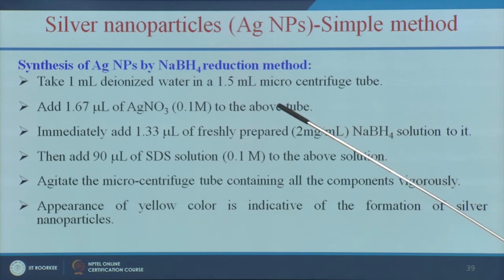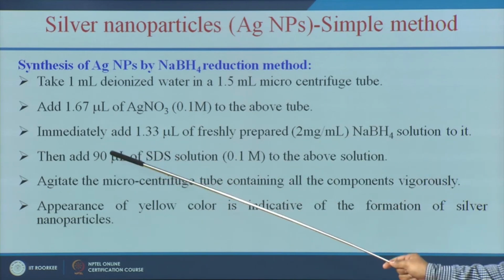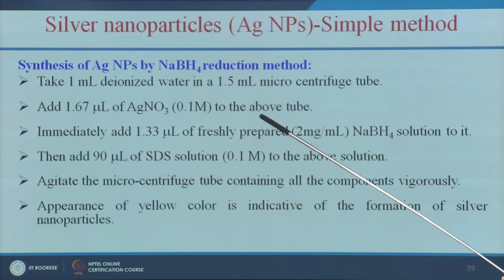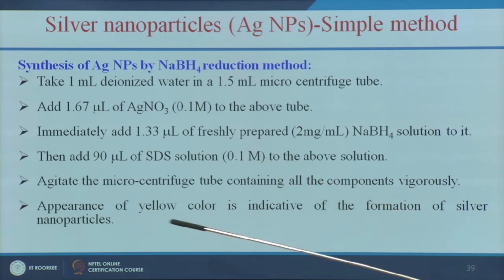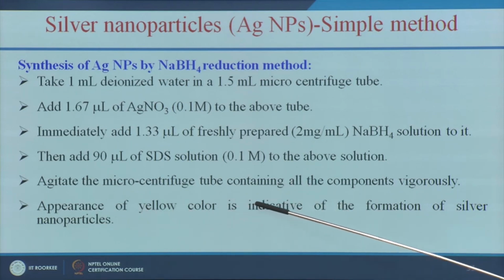Okay. So, the sodium borohydride should be a freshly prepared solution, and then you add 90 microliter of SDS solution to this solution. It is a stabilizer, it is going to stabilize your silver nanoparticle, and you have to mix it vigorously. Then if you see the yellow color, that means you are sure that the silver nanoparticle is formed. So, let us see the experiment.